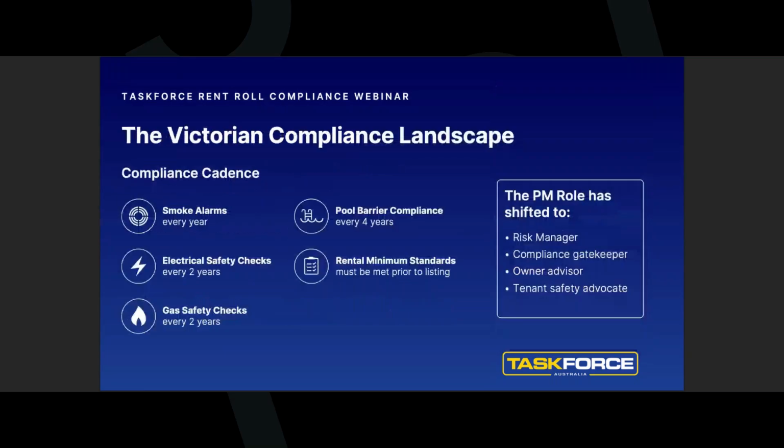Firstly, I go right back to the start, and I think this is really important to do sometimes with your owners as well: just having a look at where the compliance landscape is. Now, this all came in 2021, but it's consistently been updated over time. They continue to refine it and add a few things in. We're all very aware that smoke alarms are done every year. Electrical safety checks and gas safety checks are done every 2 years.